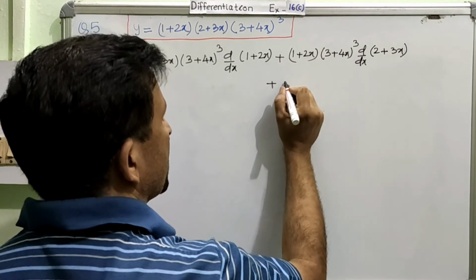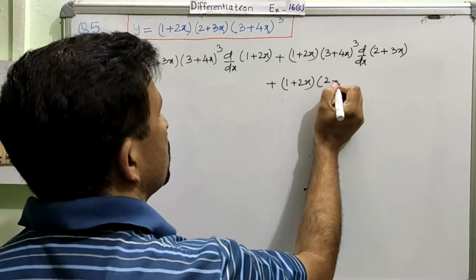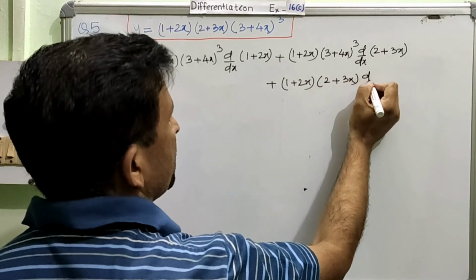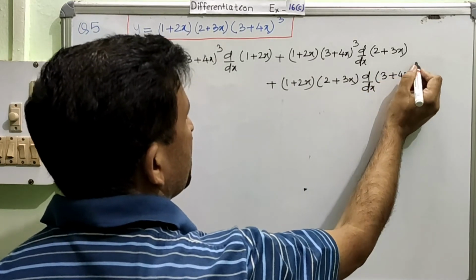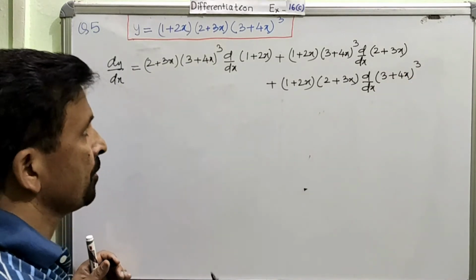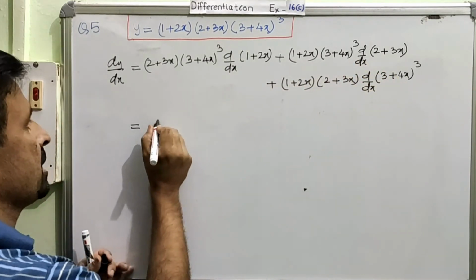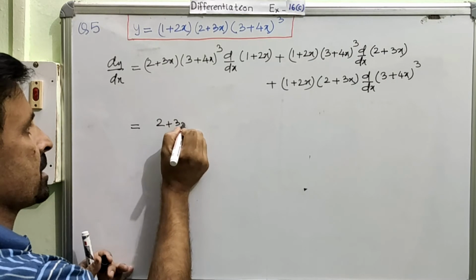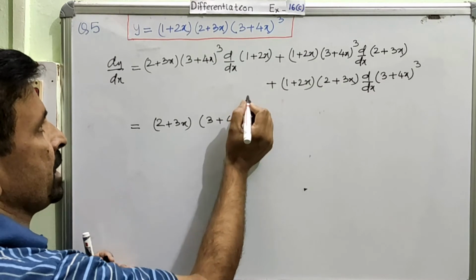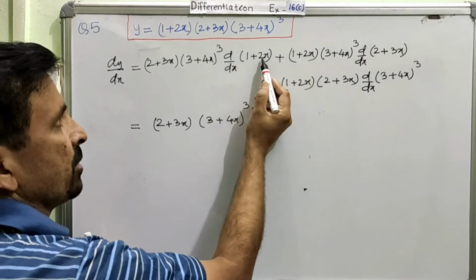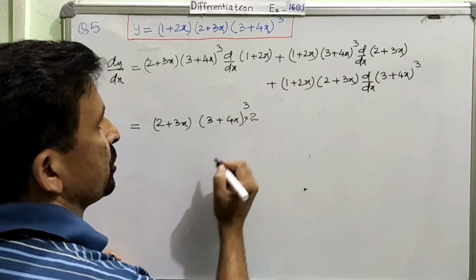Now I will write here plus. This time we are going to differentiate the third function. So the first function and the second function will remain silent: 2 plus 3x, and then we will only differentiate the third function, 3 plus 4x whole to the power 3. Very clear, no? Now only these parts will be differentiated. The rest will be all as it is. 2 plus 3x, this is 3 plus 4x whole to the power 3, and the derivative of this part will be 0, and from here you will get only 2. So 2 into 2. Right?